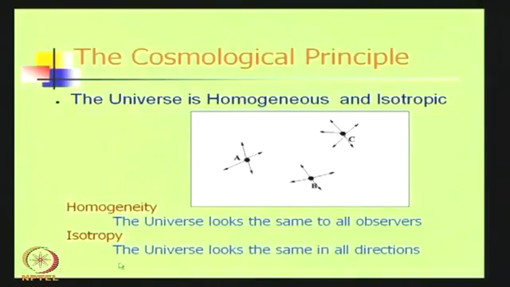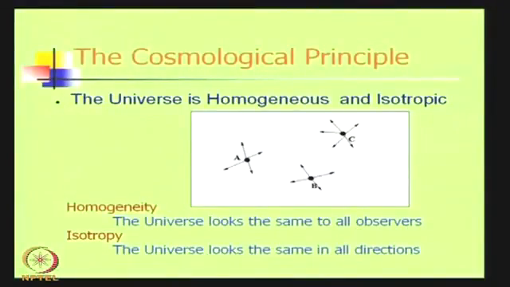The second assumption is that of isotropy. Isotropy means that all directions are equivalent. So, if I sit at one point and now look at different directions, let us consider an observer A, and this observer looks in different directions, then if the universe is isotropic, you expect to see exactly the same thing. So this is what we mean by isotropy. There is no preferred position, there is no preferred direction.